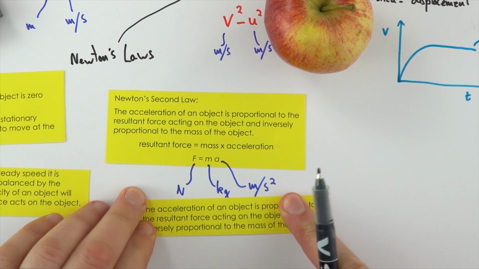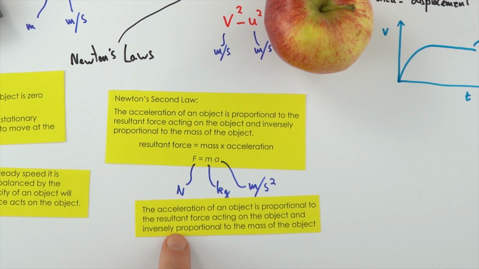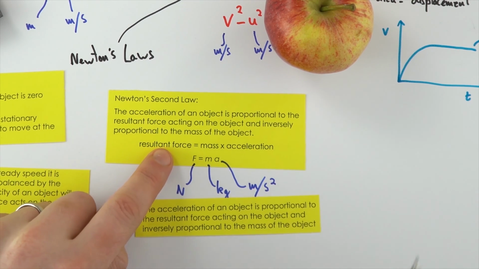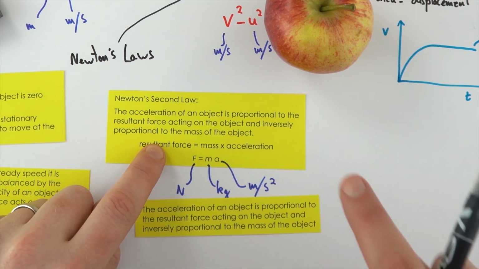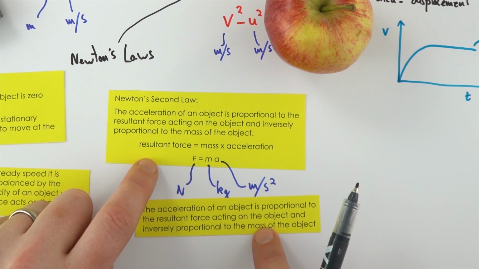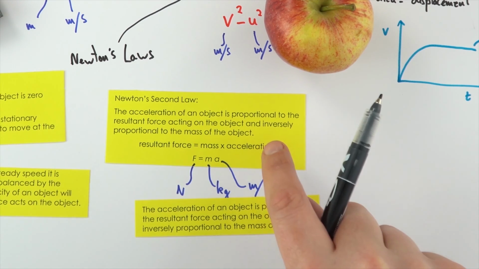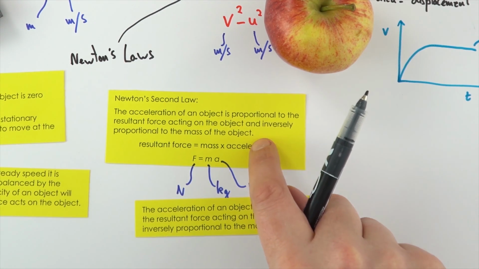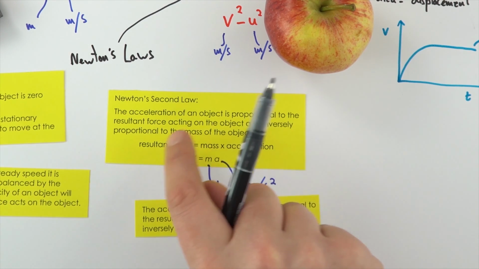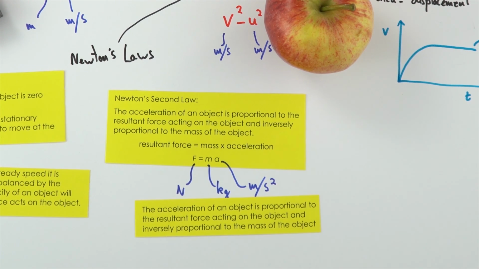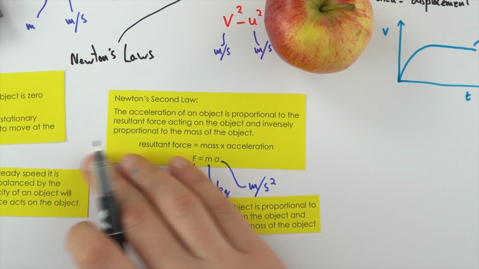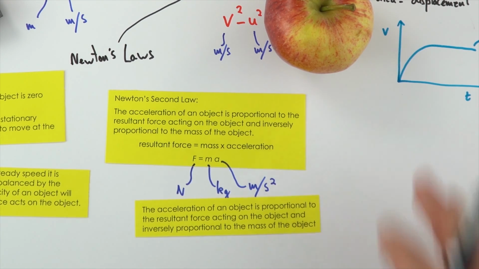And again, just to say that the acceleration of an object is proportional to the resultant force on it, so you get a bigger acceleration for a bigger force. And it's inversely proportional to the mass of the object. So that means that you get a smaller acceleration when you have a bigger mass for a certain force that's been applied. And then finally, to complete the set, we've also got Newton's third law.